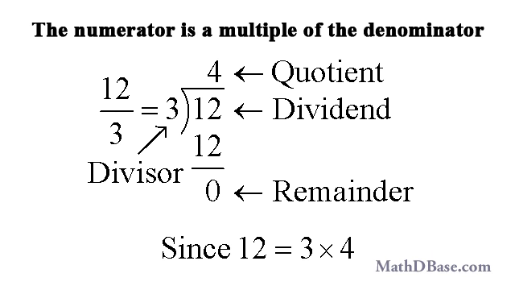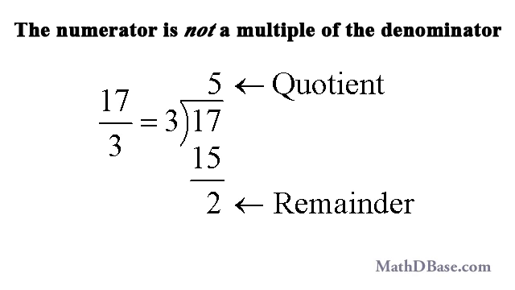As we saw in the Fractions as Division Anicast, any fraction can be viewed as a division problem. If the numerator is a multiple of the denominator, division will result in a whole number with no remainder. For example, in the improper fraction 12/3, 12 is a multiple of 3, and division gives a quotient of 4 and remainder 0.